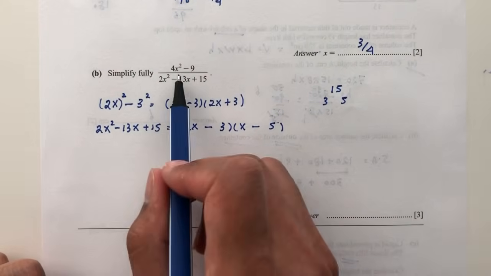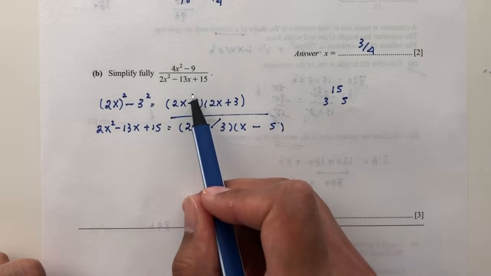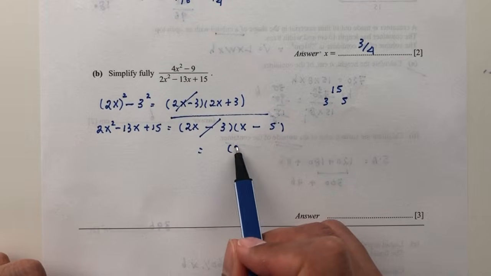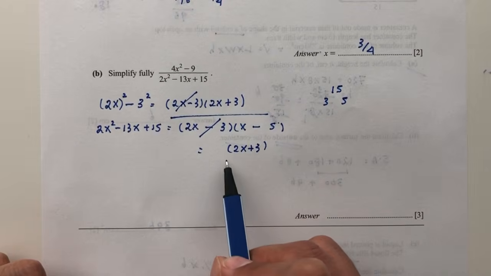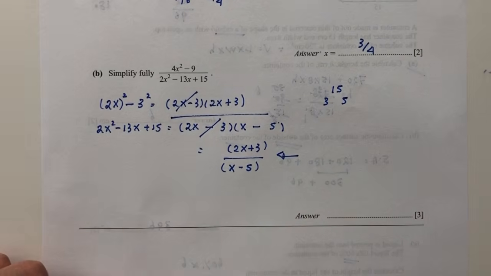So now if you replace this in this equation, you will have this over this. Now simplify. This one goes away. And you will have 2x plus 3 over x minus 5. This one will be your solution.